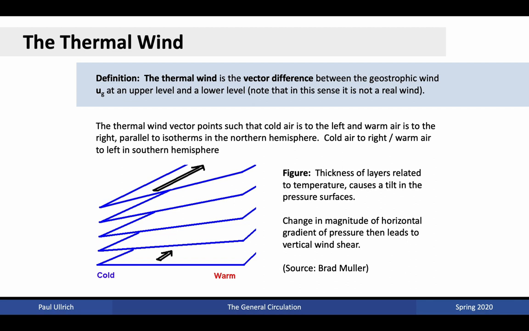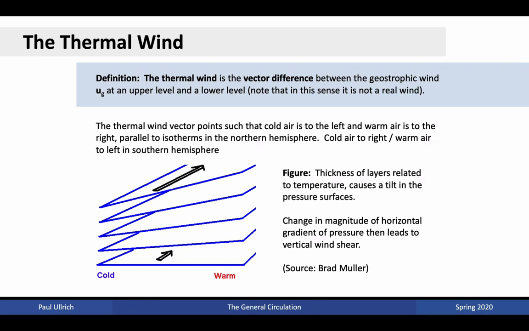In the image depicted below, we can see a thickness of layers. Note that warmer air tends to have a larger volume associated with it. Consequently, this pushes up these pressure surfaces to the right of the diagram. The colder air is thinner. It has less volume associated with it because it's associated with a higher density. Consequently, the layers are much closer together.